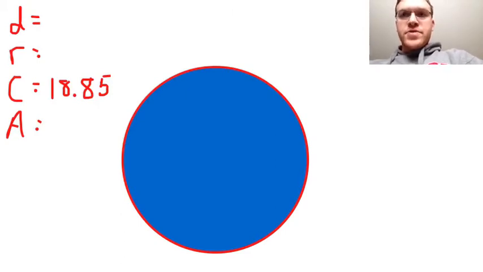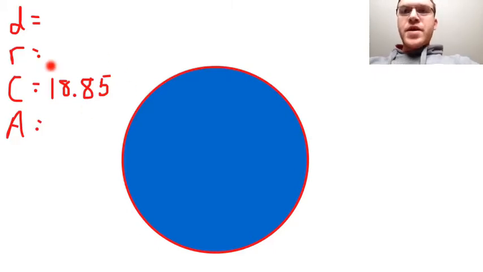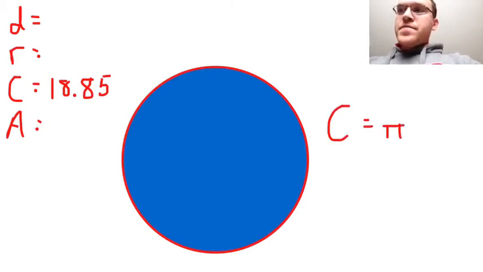All that I'm given is that the circumference is equal to 18.85. Now, this is not an exact answer. This is a rounded answer, right? So let me show you how to do this. It's not really much different, but you just have to do one more extra thing. So I know the circumference is equal to 18.85. What else do I know? I know that the circumference is also equal to pi times the diameter.